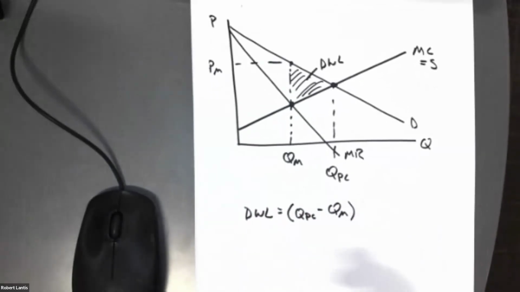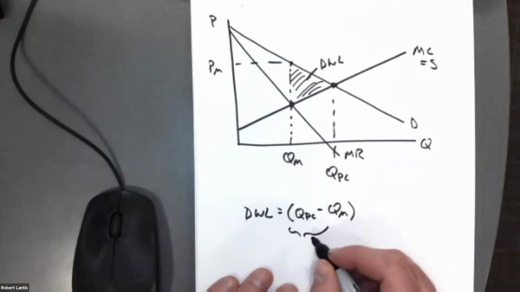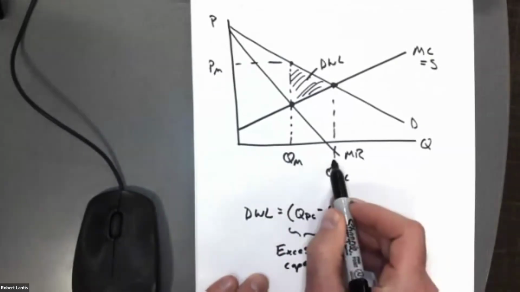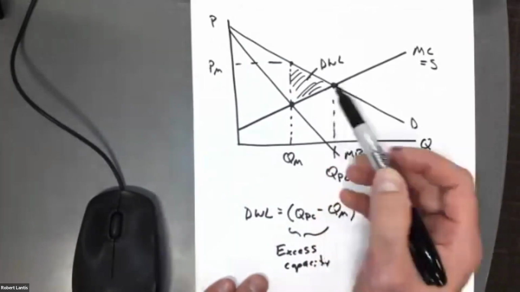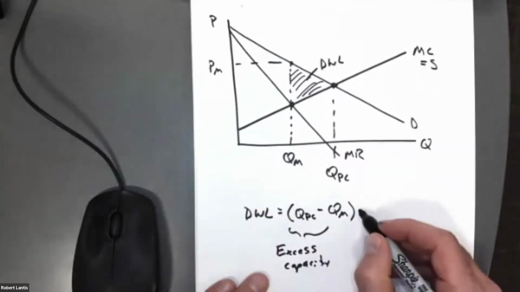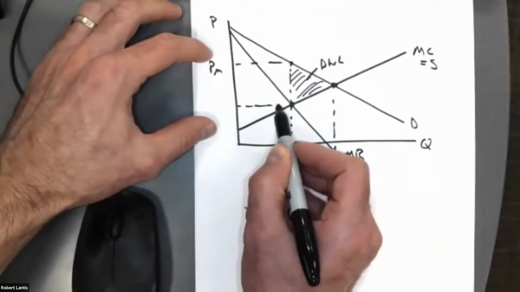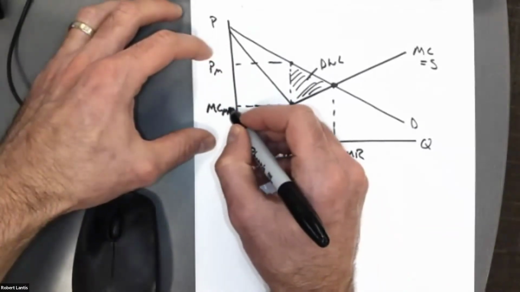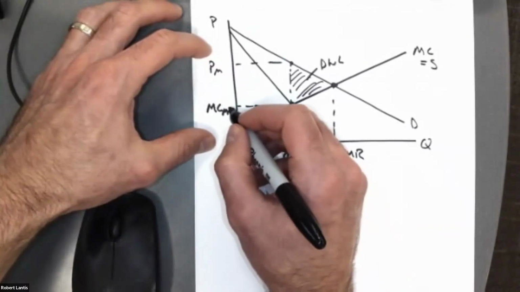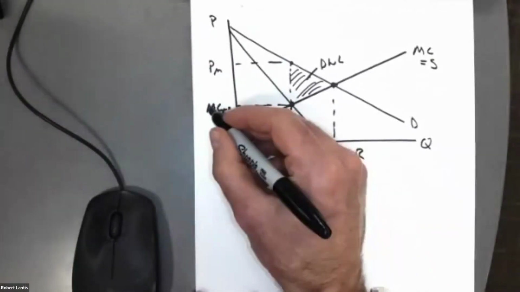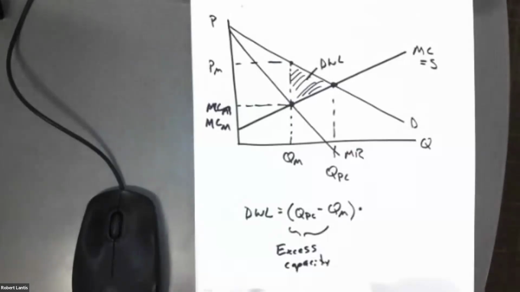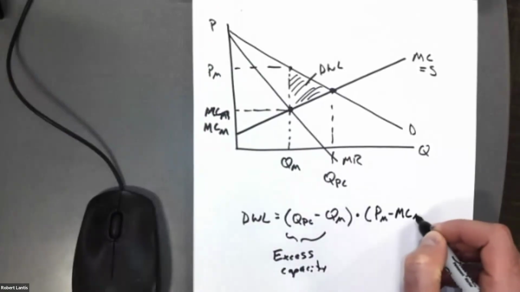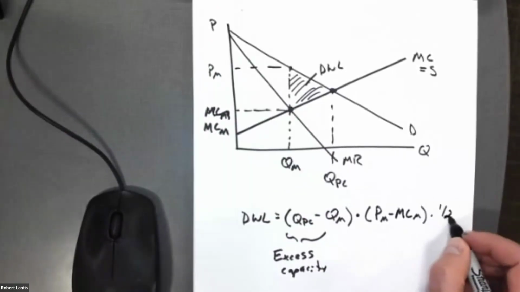You might not see this pop up in the reading, but once we get to module 13, we're going to refer to this as excess capacity. It's the number of units that the firm could be producing that would still create positive total surplus, but they're not. And then what would the height of this triangle always be? It's the difference between the price and the marginal cost of the monopolist. And then it's a triangle, so times 1/2.